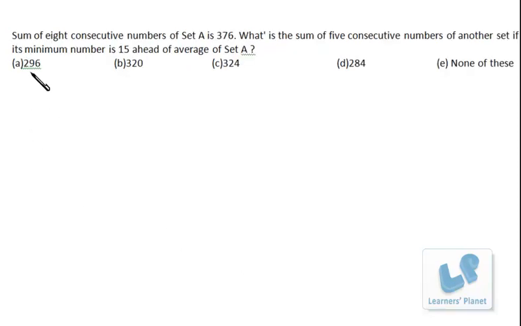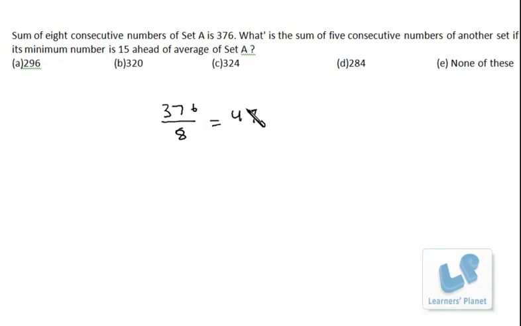Now, the sum of 8 consecutive numbers of set A is 376. What is the sum of 5 consecutive numbers of another set if its minimum number is 15 ahead of the average of set A, right? So first of all, we have to find out the average of this set A. Now the total is 376 and the numbers are 8. So the average is 376 by 8, that is 47, right?